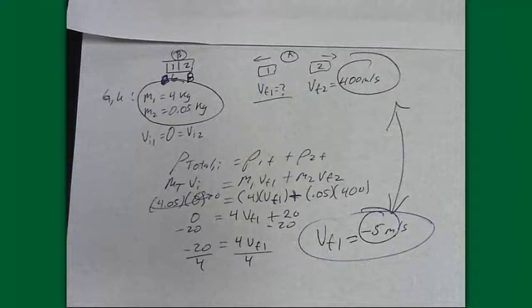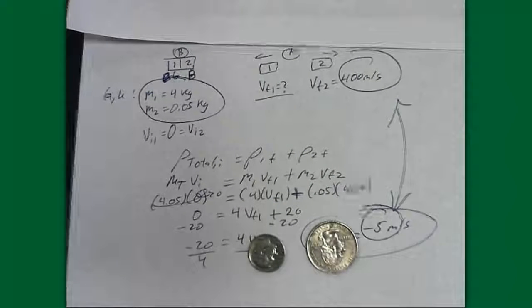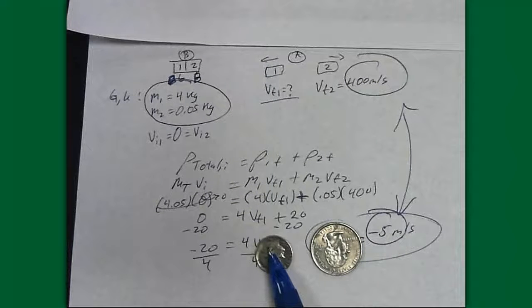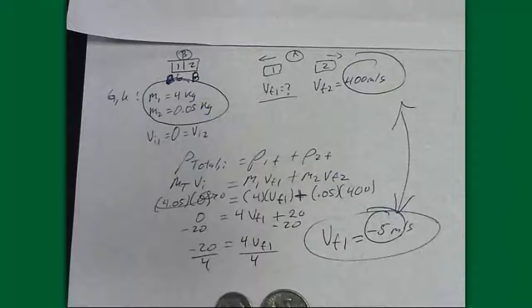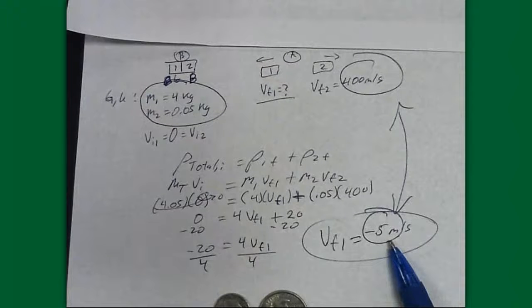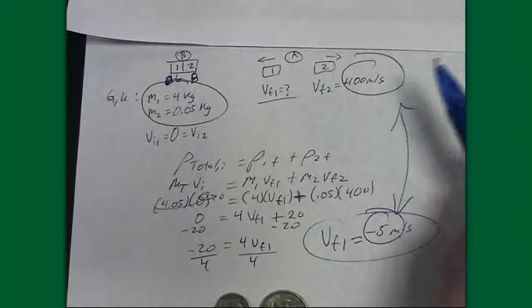And if we go back to the illustration that we did at the very beginning of these notes with the dime and the quarter, higher mass, lower velocity, lower mass, higher velocity. Same thing here. The gun has much higher mass. So it has to have a lower velocity to compensate for the high velocity of the bullet. And here's the reason why.